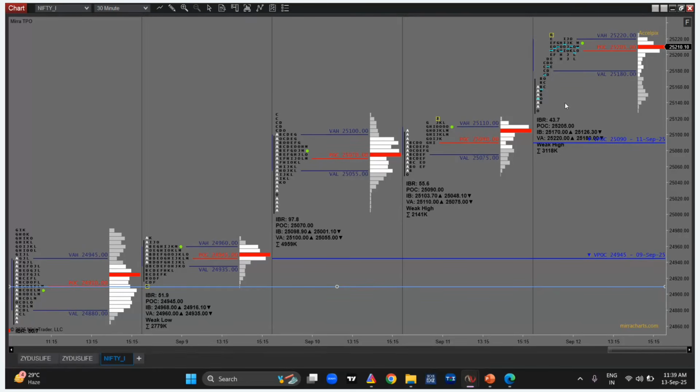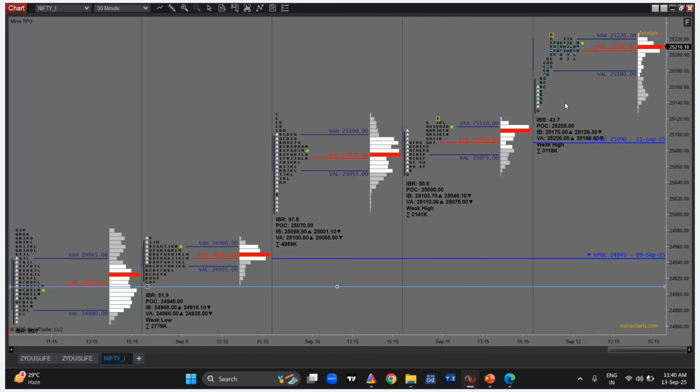These open types help me to gauge how the day is going to be. That is why I say if you are a beginner, if you don't know what the price is doing, allow the first 30 or 45 minutes to gauge what is happening. That is very important. Without knowing that, if you try to enter or do anything, then you are gone.